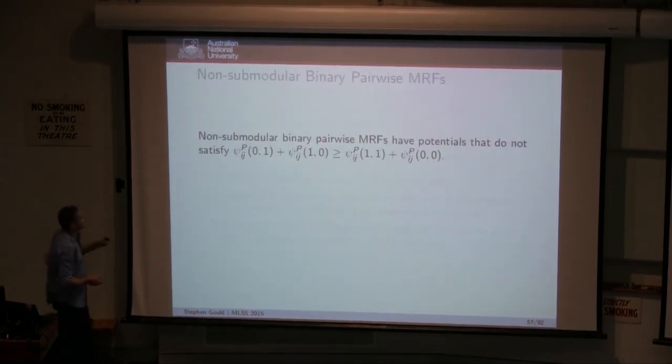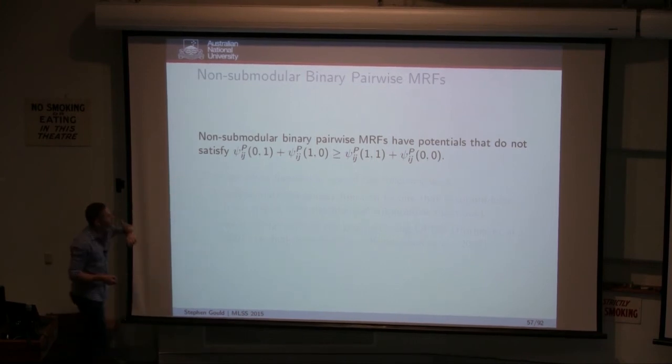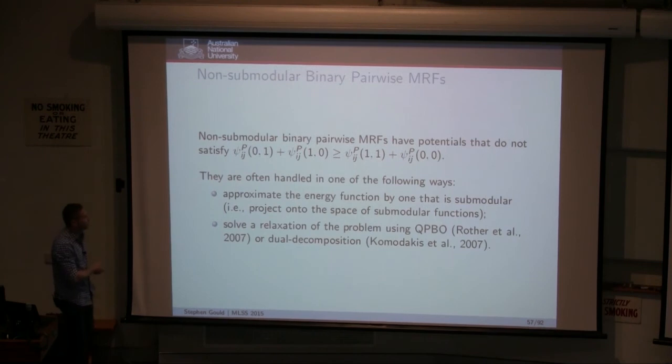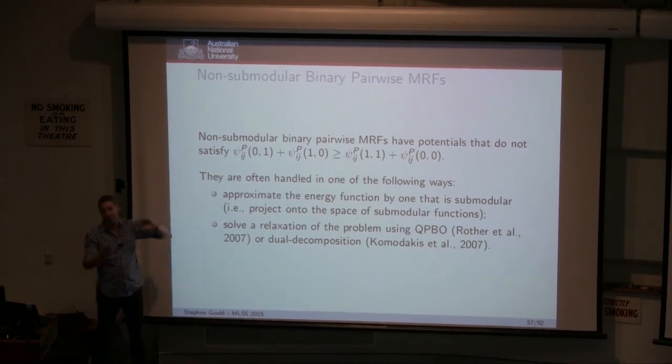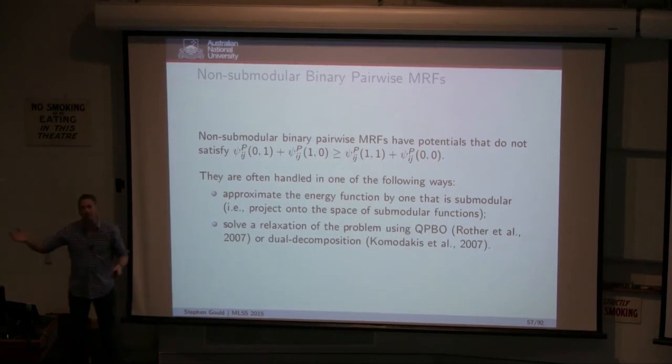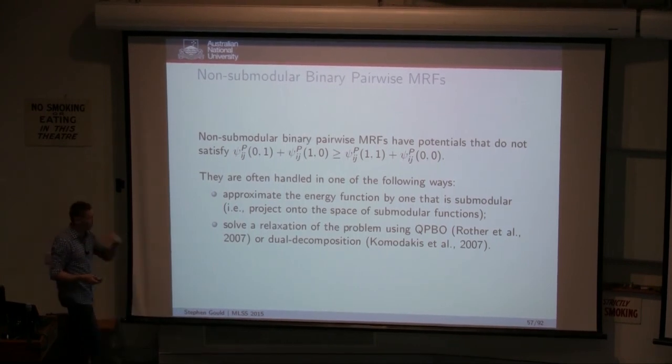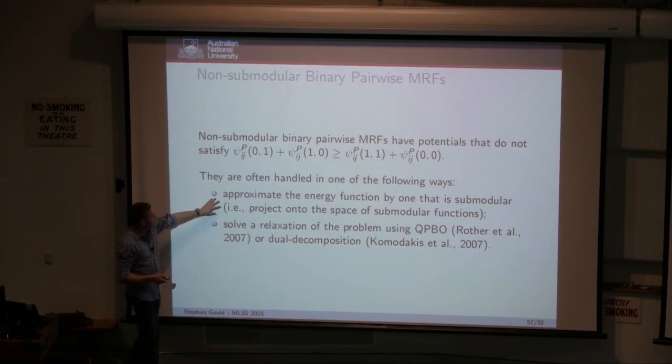Okay, so if we have a non-submodular energy function, but it's still binary and pairwise, then the energy function doesn't satisfy this condition, which we said we needed for submodularity. Well, it turns out that there are two ways we can handle this problem. The first is that we just ignore these terms, or we modify them in some way so that they're submodular. So it gives us a different energy function. It's not the problem we're trying to solve. Maybe it's close to the problem we're trying to solve, but we can run graph cuts and get an exact solution for that modified problem.